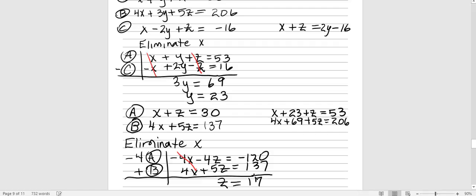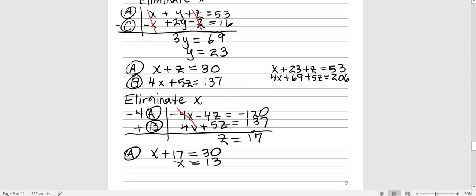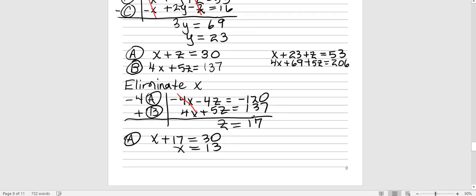So now I have the value of z. And so I can use equation A to find the value of x. I'm going to use equation A, and I'm going to replace z with 17. x plus 17 is 30. When I subtract 17 from both sides, I get x equals 13. So I have my answer, and this turned out to be a really friendly system because I was able to get to these results really quickly.